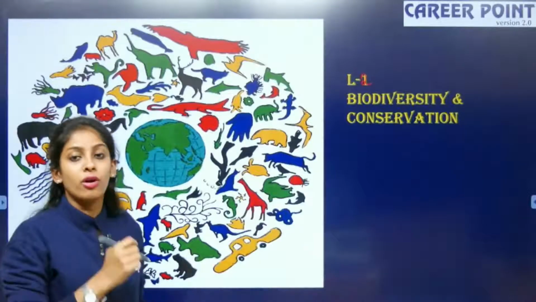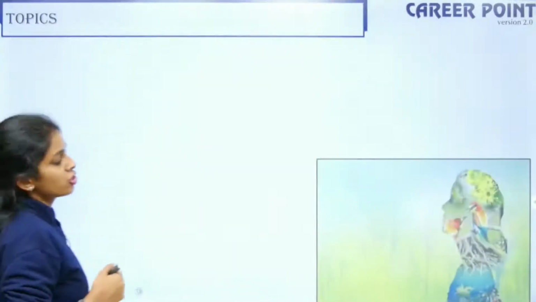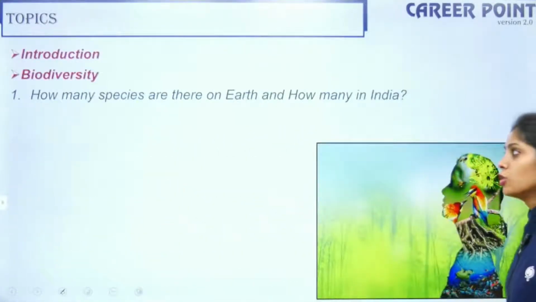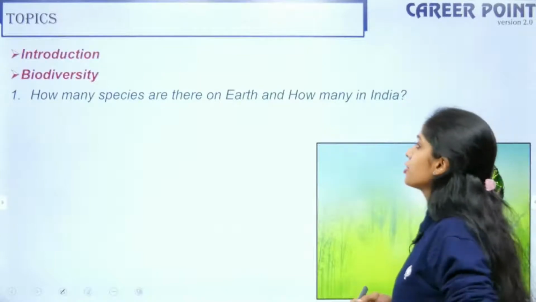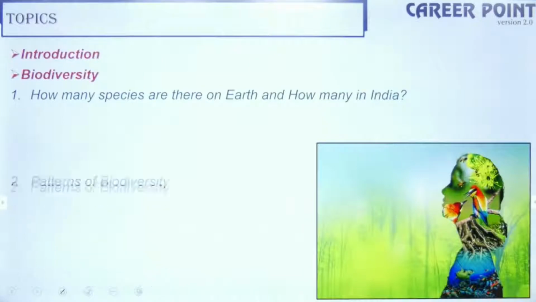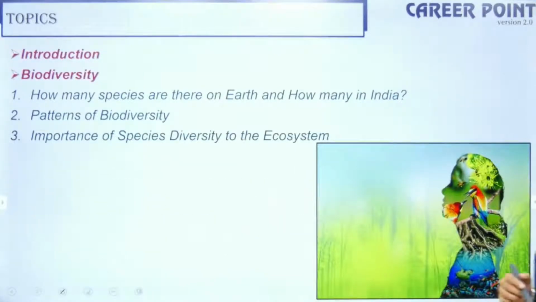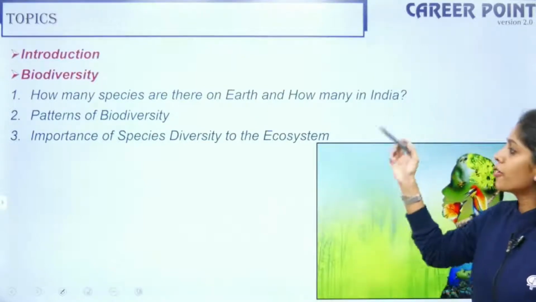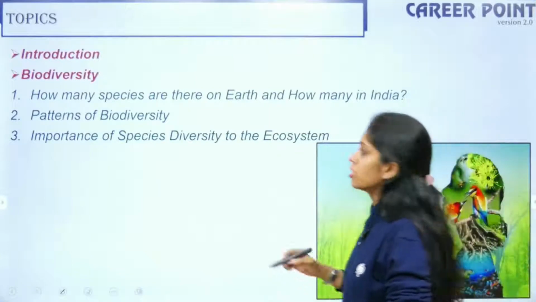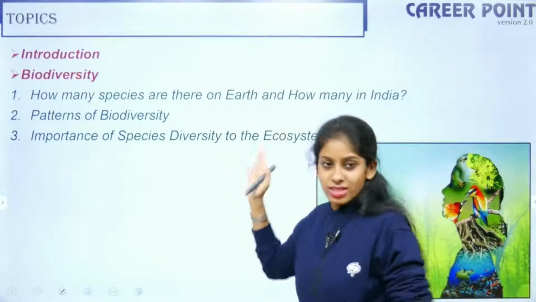A quick reminder or recap of what we spoke in lecture 1, refreshing your memory on the topics in this chapter. Biodiversity: how many species are there on earth and how many in India? I gave you a rough estimate. Then patterns of biodiversity, where we spoke about the latitudinal gradient. Then the importance of species diversity to the ecosystem. If one species is lost, what will happen? All these things we will discuss.